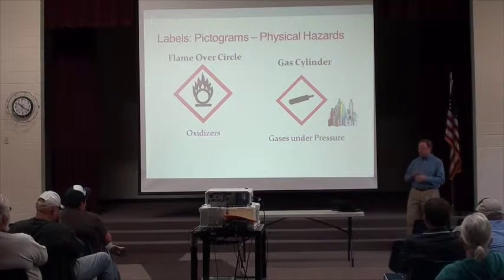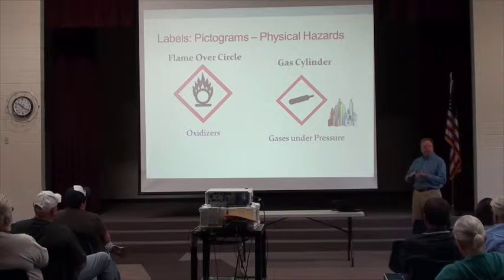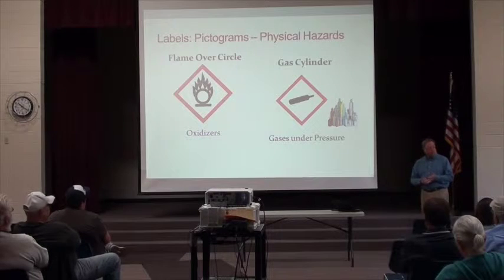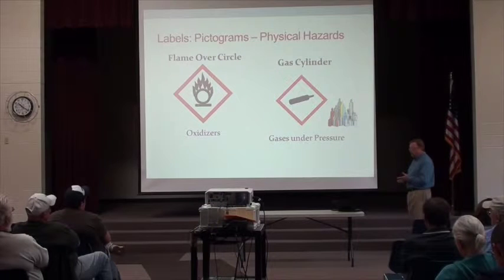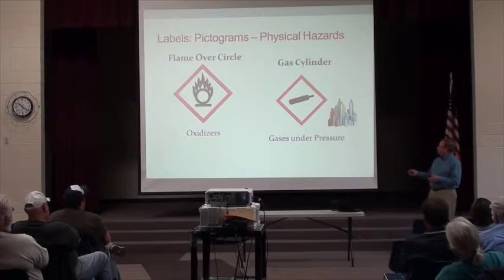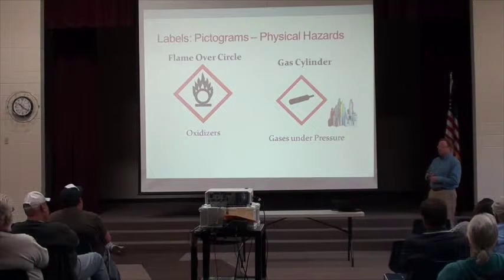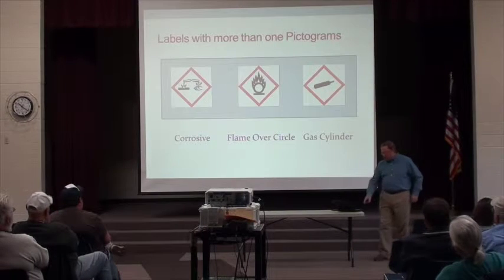If you see that on the label, the caution I would take if I was working with an oxidizer is to make sure I kept it away from open flame and heat. It's usually those two things, or other chemicals. Just the two or three things that I wouldn't want it to come in contact with. I talked about the gas cylinders. Now they put the gas cylinder inside the pictogram, and that's gases under pressure. I'll show you in the next slide.